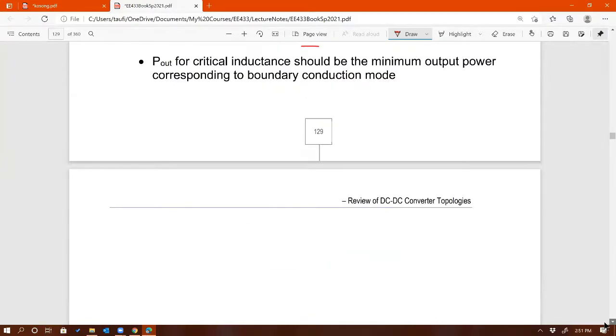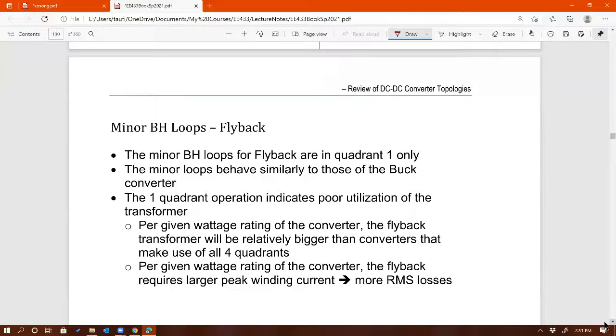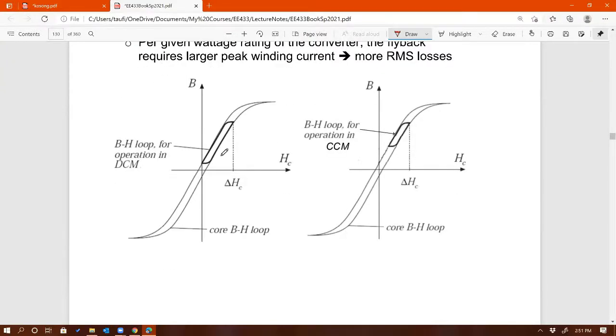Now what I would like to show next is the minor loops of flyback. Now the flyback transformer only uses one minor loop. Why is that? Well, because the current through the magnetizing inductor is always positive. We are not applying negative current through that magnetizing inductance. That's why it stays in quadrant 1. This is DCM operation, as you can tell from the loop touching the 0, and this one is the CCM.